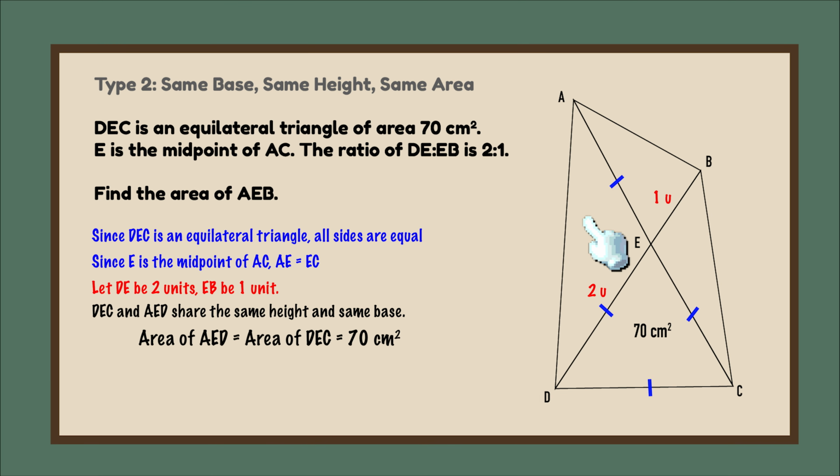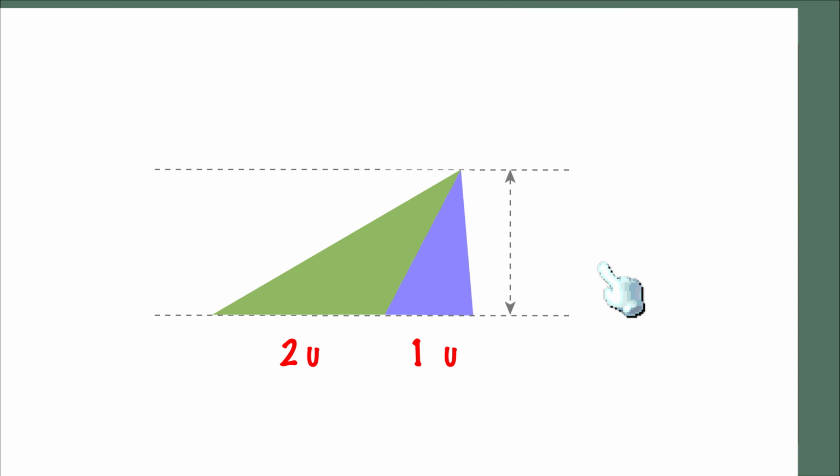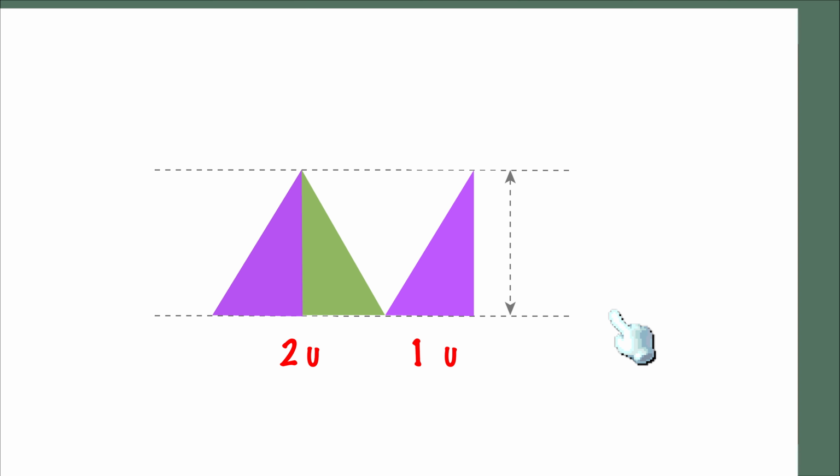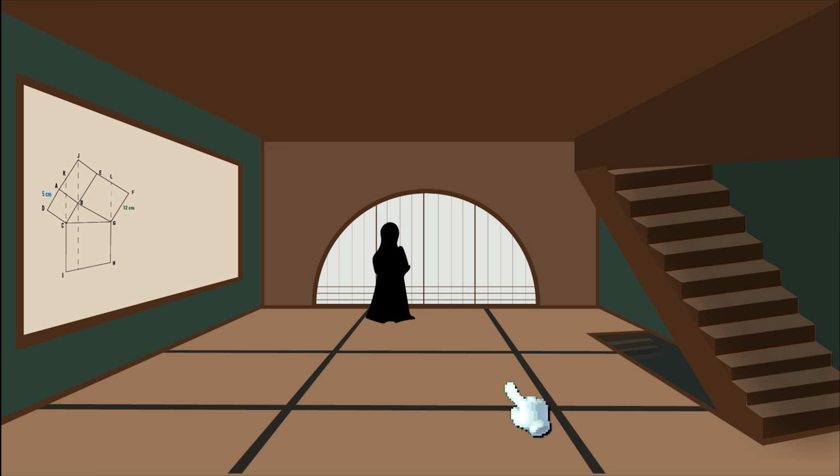So now we know AED, and it looks like it also shares the same height with the area we want. But the bases are different. One of them is twice as long as the other. Doesn't that mean that one area is twice as large as the other? To find AEB, I just need to divide 70 by 2, giving 35 square centimeters.